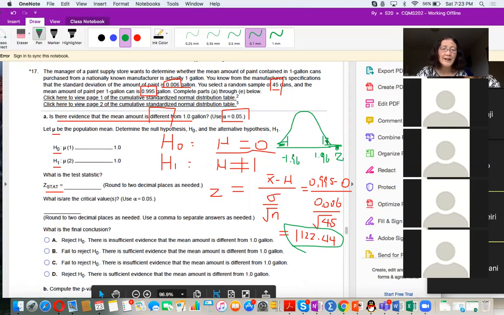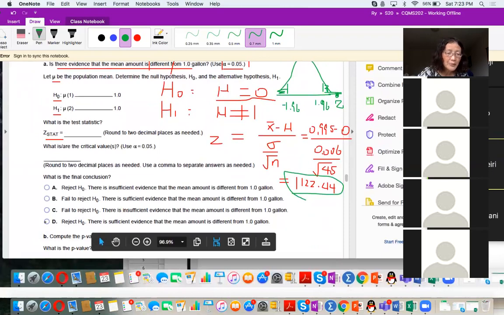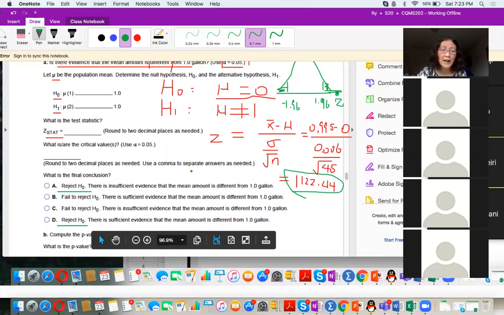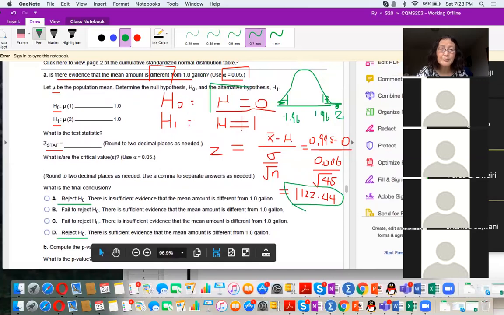So you reject H0. So A, B, C, D, where is reject H0? Only A or D correct. Then only one correct, so reject H0. What does reject H0 mean? So you have to look at what is H0, see? H0 said mean equal to zero. Hold on, no, not equal to zero. Mu one. H0 said mean equal to one, okay?